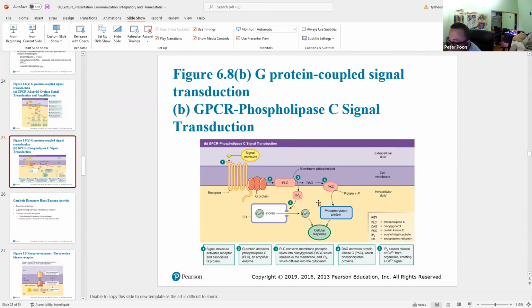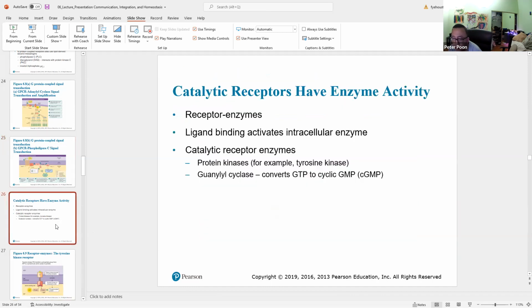So it's taking something and cleaving it into two parts. Both parts now have functions. One part that still stays in the membrane will activate the cell membrane to do things. The part that's cleaved off will go into the cytoplasm and do things. Namely, it will go into the ER and release calcium. Calcium is the second messenger here, and it will cause other cellular responses to happen.